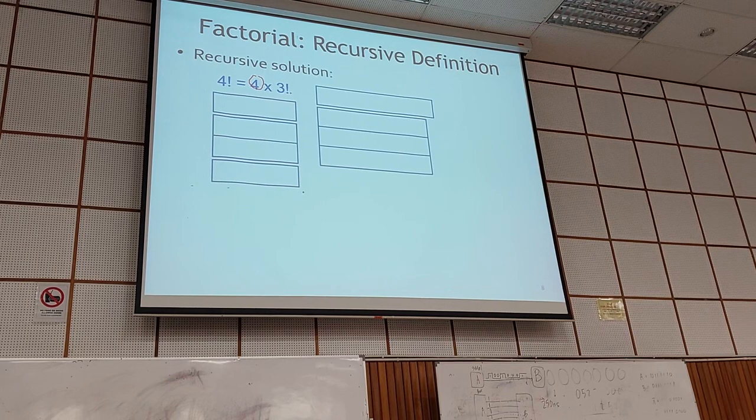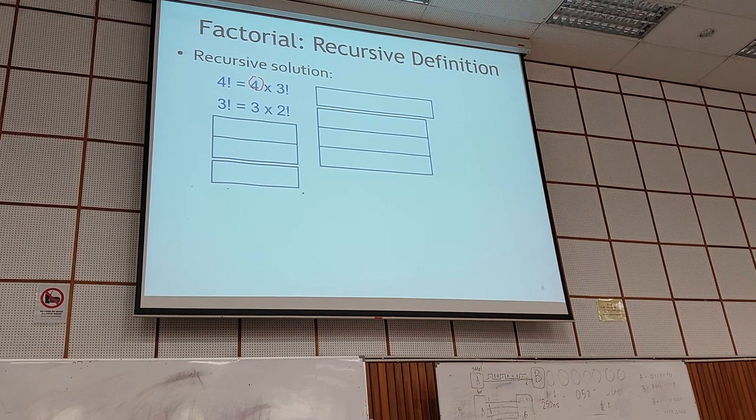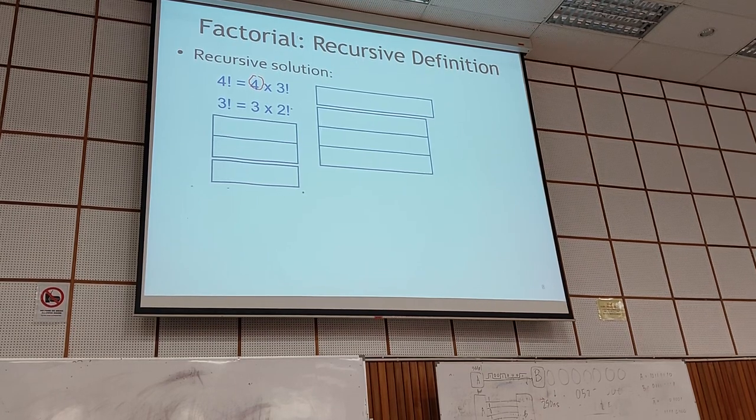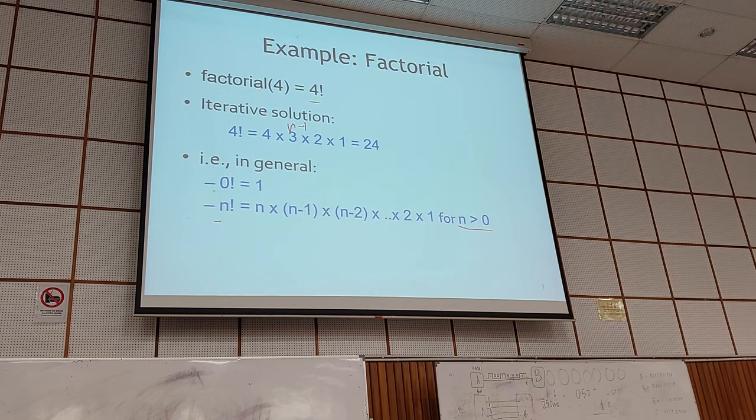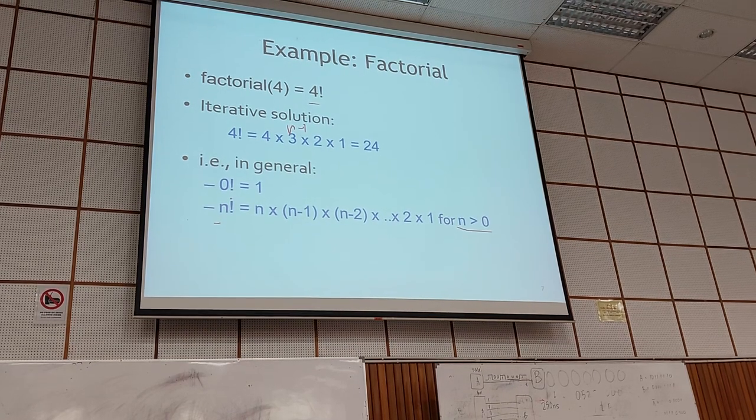Okay? What is 3 factorial? 3 factorial is 3 times 2 factorial. Right? What is 2 factorial? 2 factorial is 2 times 1 factorial. And 1 factorial is 1 times 0 factorial. Now, do you know what 0 factorial is? 0 factorial is 1, isn't it? That's a direct solution. I know about it.